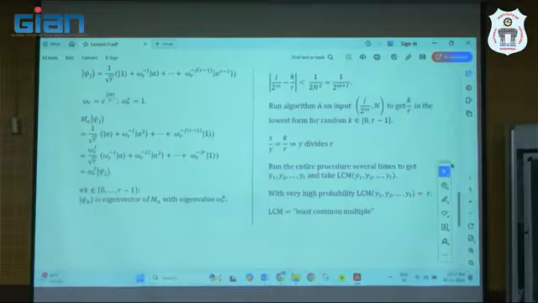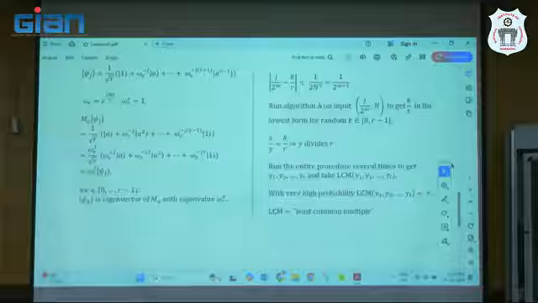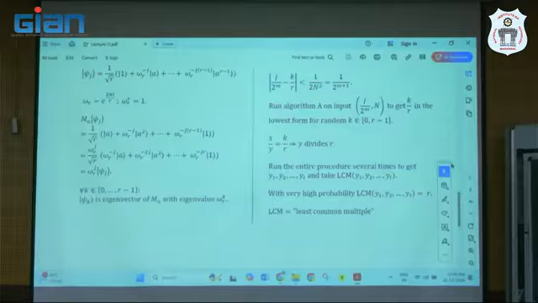So now what happens, we'll argue separately. With very high probability, the LCM of all of these is actually equal to r. It not just divides r, it is equal to r. So we have found our r. Agreed? Yes?